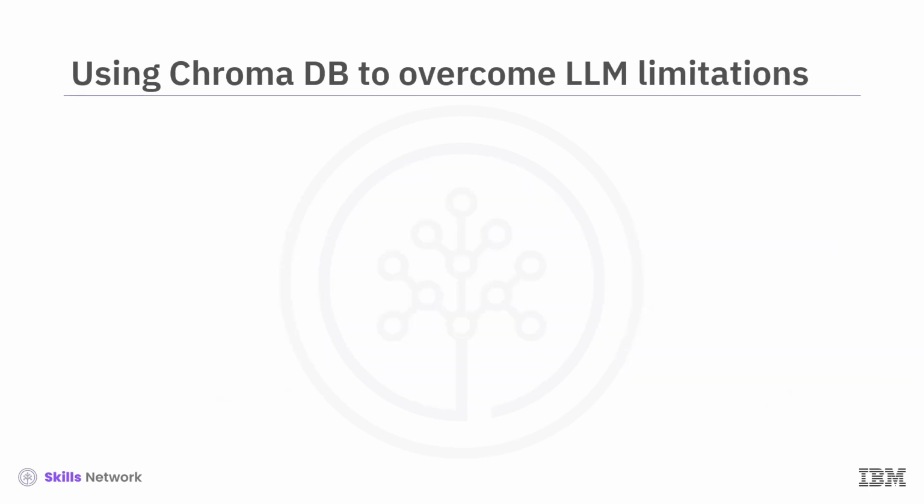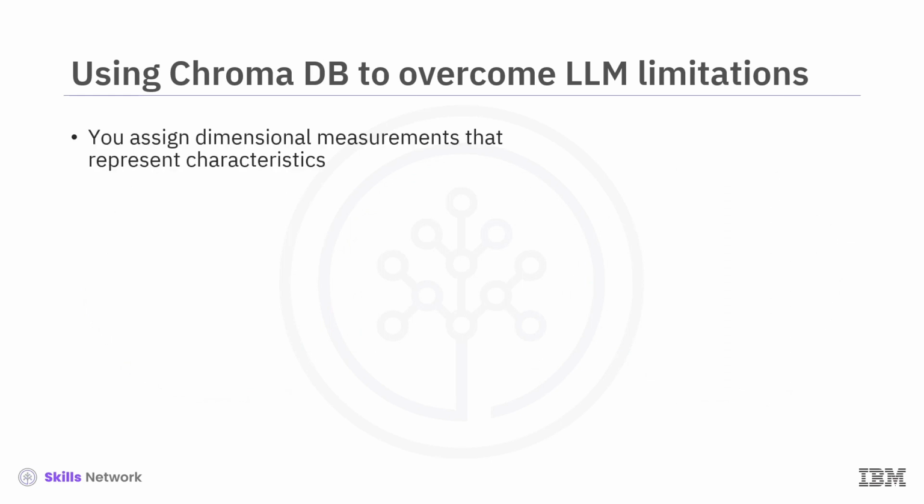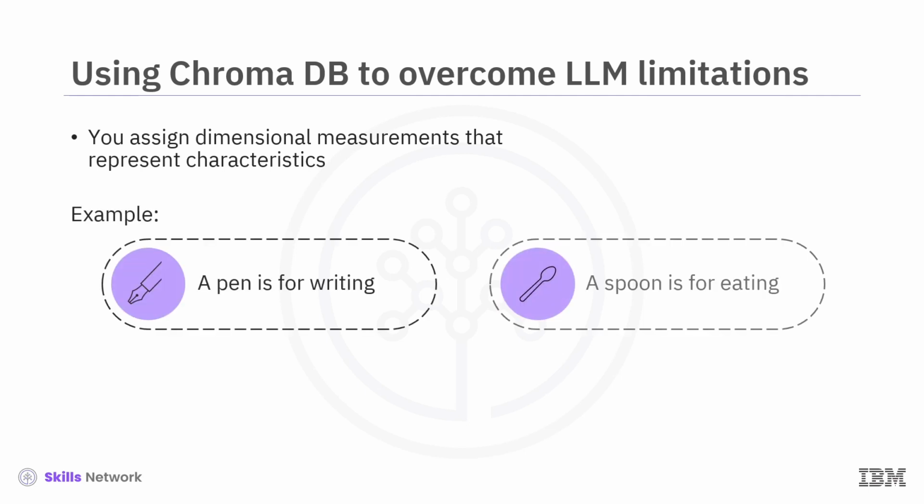To show the features of a spoon and pen in a vector database, you can assign dimensional measurements that represent characteristics for the item's shape, material, function, and so on. You would probably find that the vectors representing a spoon and pen are very different for the function dimension. You'll identify the function of a pen is for writing, and you'll identify that a spoon's function is for eating.